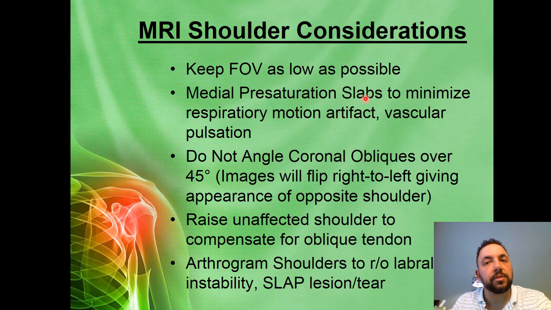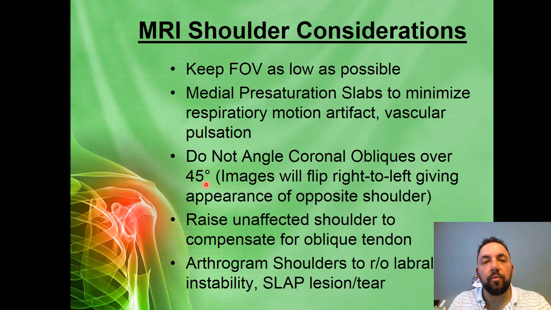Medial presaturation slabs are used to minimize respiratory motion artifact and vascular pulsation. Drawback to presaturation, again, the more presaturation slabs that are used, the increased TR is required to perform those additional RF functions, but can help to greatly minimize your respiratory motion artifacts. Very important, do not angle your coronal obliques over 45 degrees.